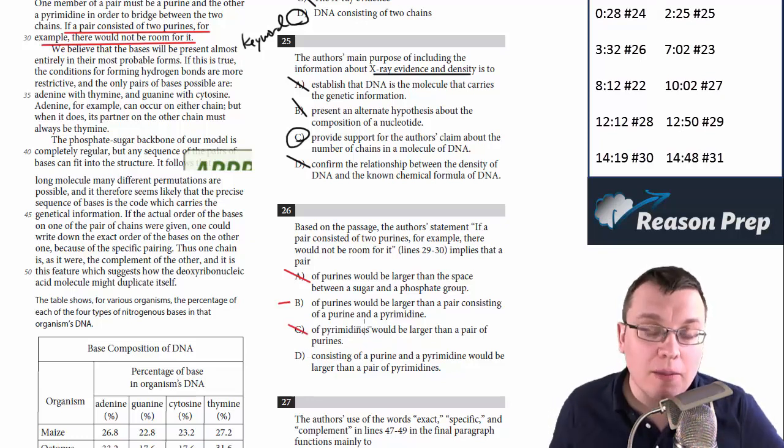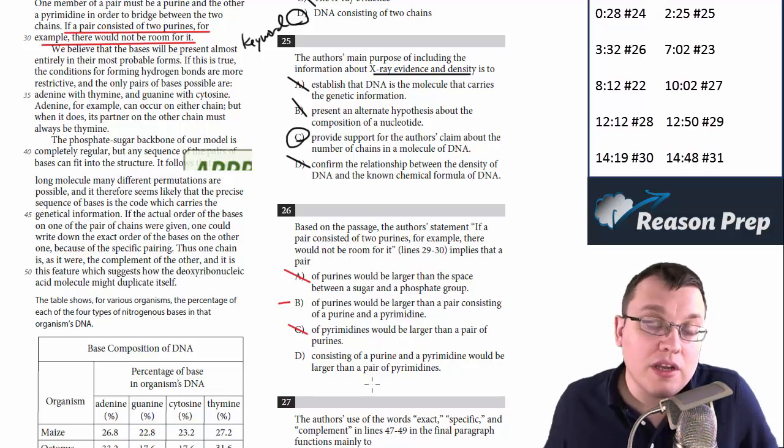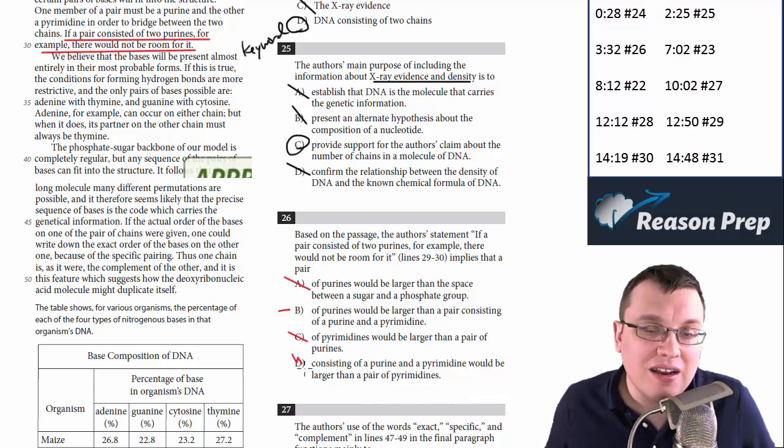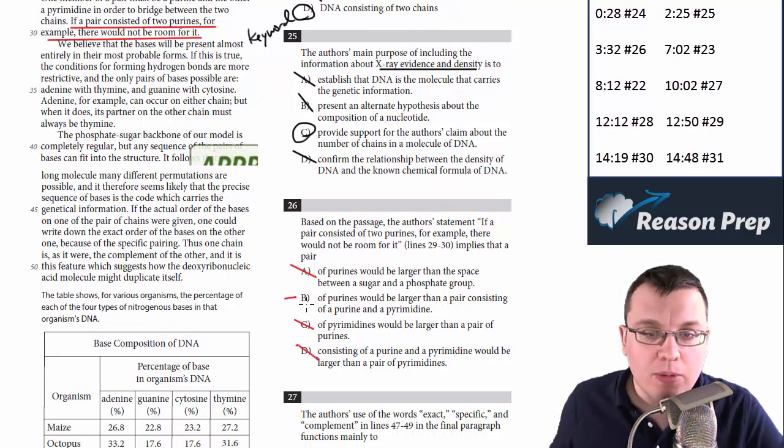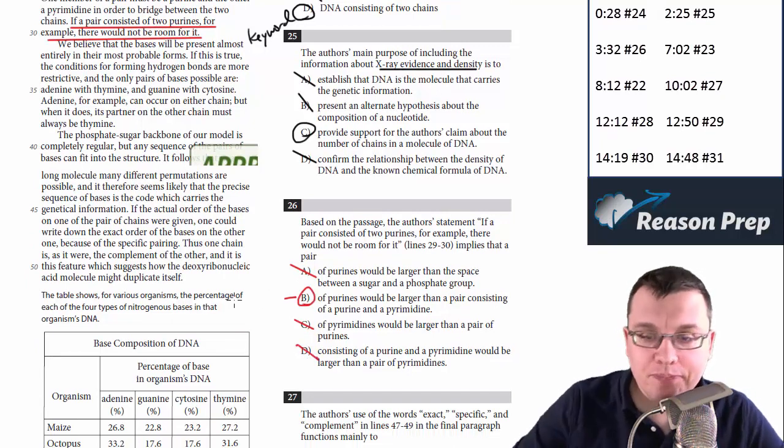D: a pair consisting of a purine and a pyrimidine would be larger than a pair of pyrimidines. I mean, we don't know if that's the case. Maybe, perhaps, but there's not enough evidence. There's not enough evidence to support D in this part of the passage. So we're going to go with B.